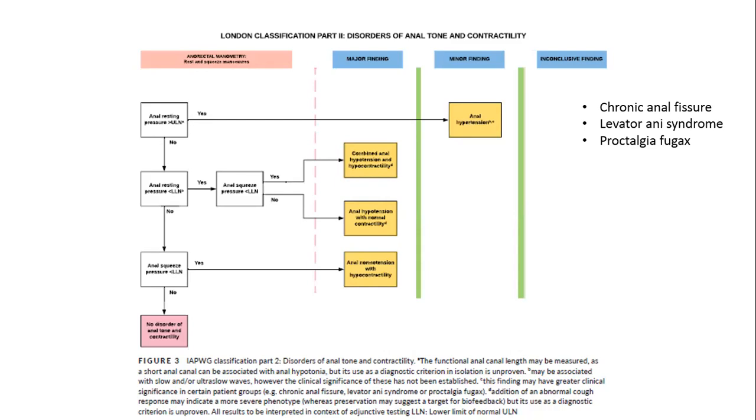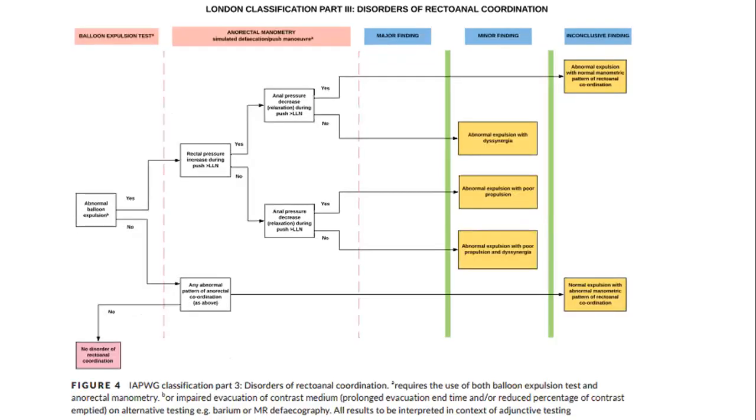Over here, it will assess the anal resting pressure and the subsequent metrics. For example, if the anal resting pressure is above the upper limit of normal, the likely finding is anal hypertension. The common causes are, for example, chronic anal fissure, levator ani syndrome, and also proctalgia fugax. On the other hand, when the anal resting pressure is lower than the lower limit of normal, we will need to assess the anal squeeze. If the anal squeeze pressure is again less than the lower limit of normal, the likely etiology will be a combined anal hypotension and hypocontractility. On the other hand, if the anal squeeze pressure is not less than the lower limit of normal, then it will be anal hypotension with normal contractility. So usually we follow the algorithm to come to a diagnosis, and we merge the overall diagnosis.